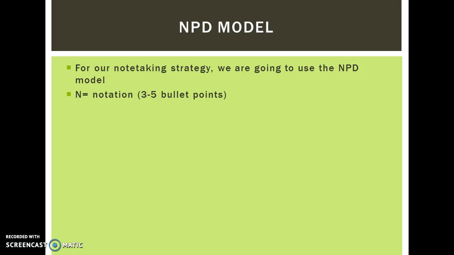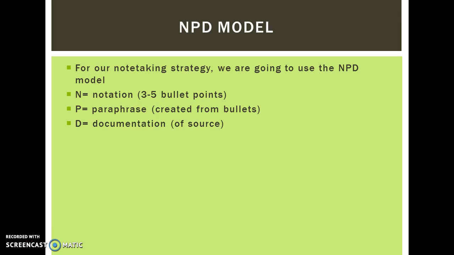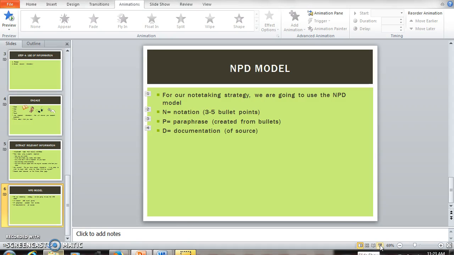It means notation, which is 3 to 5 bullet points from the source, maybe more depending on the length of the source. It means a paraphrase of the bullet points. And it means a documentation of the source, which again we're going to discuss next week. Let me show you what that looks like.